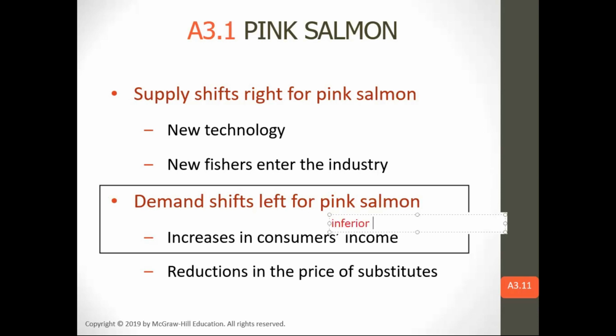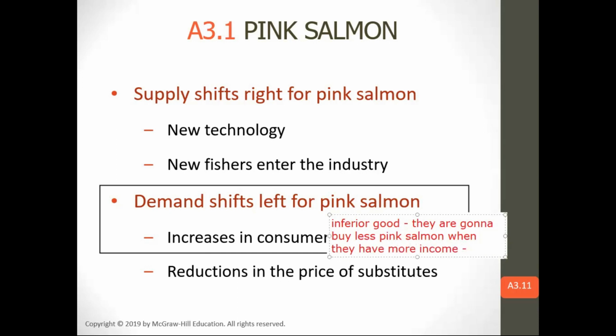Very good. So they are gonna buy less pink salmon when they have more income. So what do you think they would buy more of if they have more income instead of pink salmon? Oh yeah, that's a good example. Yeah, caviar. They would buy more caviar. That's great.